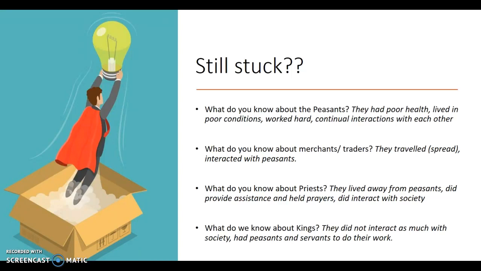Well, what do we know about traders? They were the ones traveling. So they were coming from the east to the west, and then they were bringing it from western ports into other countries. They also interacted with the peasants at the ports.